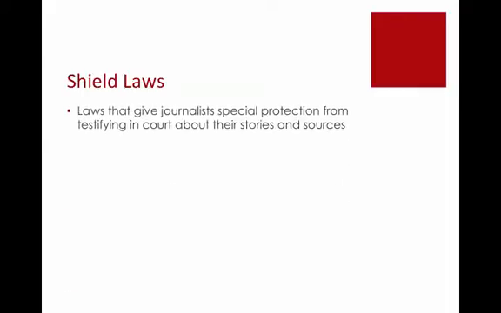So another element of the Snowden case involves something called a shield law, which your textbook talks about. Essentially, a shield law is a law that gives journalists special protection from testifying in court about stories and sources. So this is a situation in which somebody acting as a journalist can be protected against having to testify about where they got the information for their stories. So because you're a journalist, there's a different set of circumstances applied to you than to the general public.